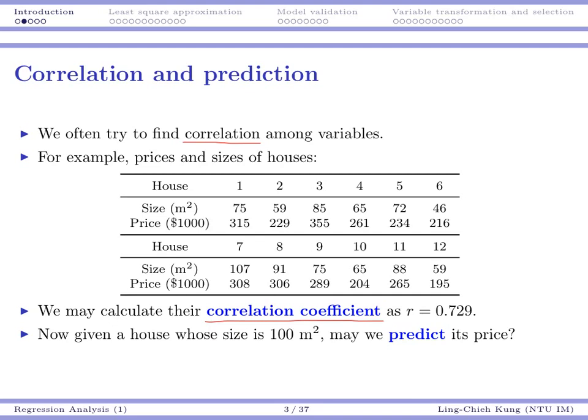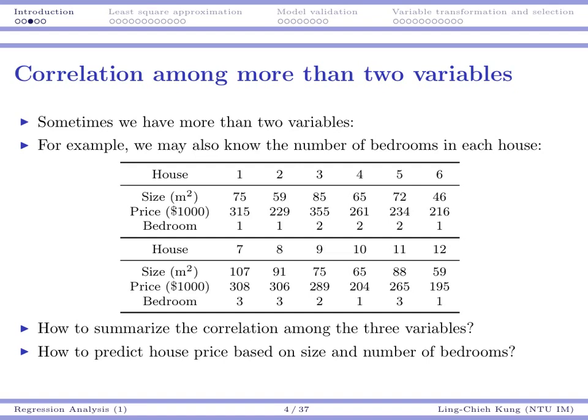Well, that's one question. One step further is that we probably want to find the correlation or relationship among more than two variables. For example, in this house problem, not just size may affect price. The number of bedrooms is sometimes also an important issue. So some houses have different numbers of bedrooms and they have different prices. So maybe the number of bedrooms also affects the price. Maybe no, maybe yes, we don't know.